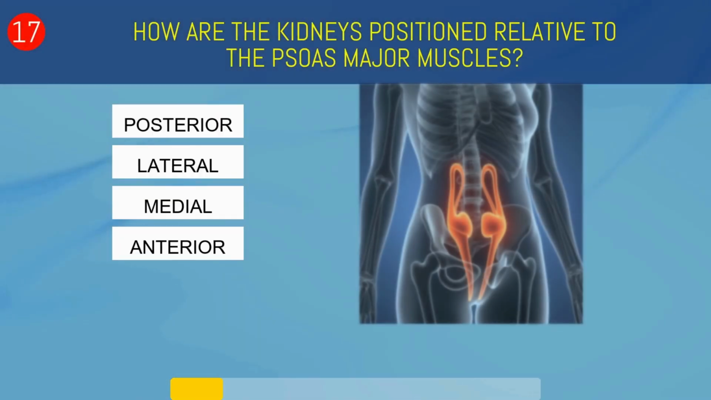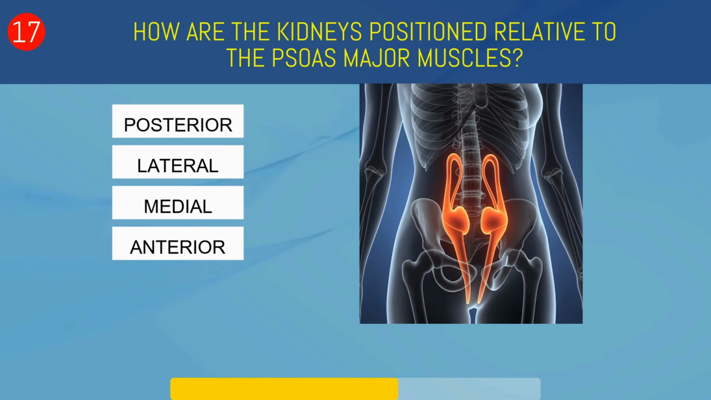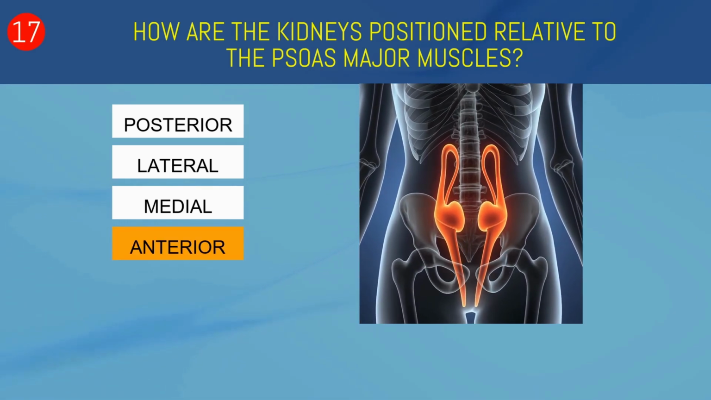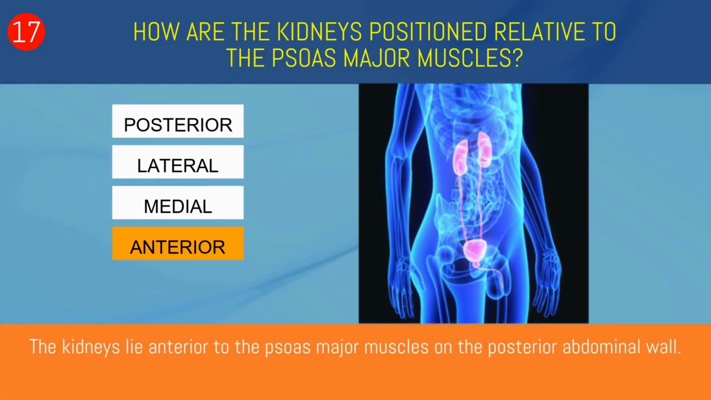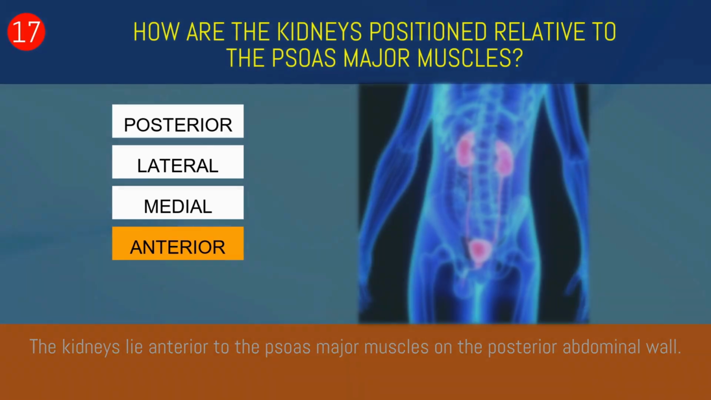How are the kidneys positioned relative to the psoas major muscles? Posterior, lateral, medial, or anterior? Anterior. The kidneys lie anterior to the psoas major muscles on the posterior abdominal wall.